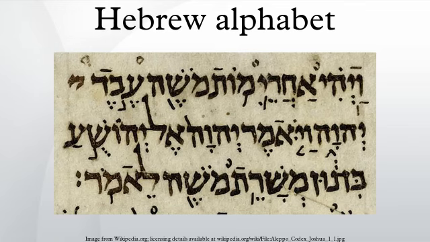Meteg. By adding a vertical line underneath the letter and to the left of the vowel point, the vowel is made long. The meteg is only used in Biblical Hebrew, not modern Hebrew. Sheva. By adding two vertical dots underneath the letter, the vowel is made very short.